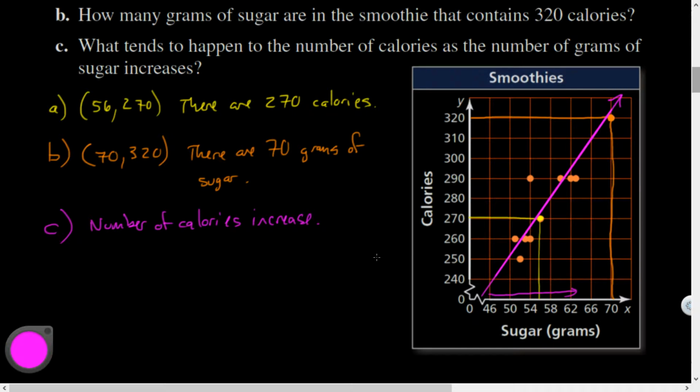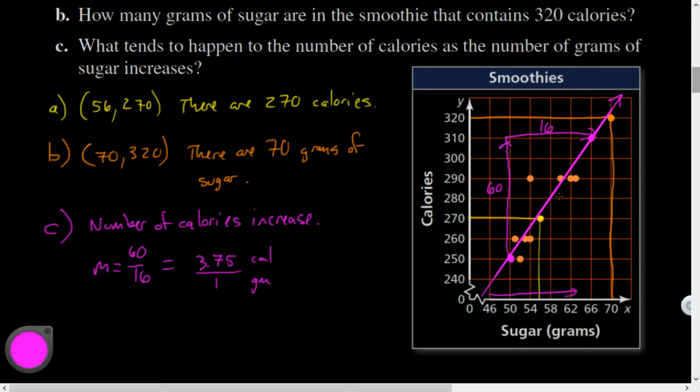And I could actually even make an estimate for that. Let's say this point happened to be on my grid and this point happened to be on my grid. If I find the slope of this line, I could get even more specific. It's going from 250 to 310, so that's up 60 calories for going from 50 to 66, 16 grams of sugar. So the slope is 60 over 16, which is 3.75. So that means the calories increase by 3.75 for every 1 gram of sugar. That's 3.75 calories over grams of sugar.